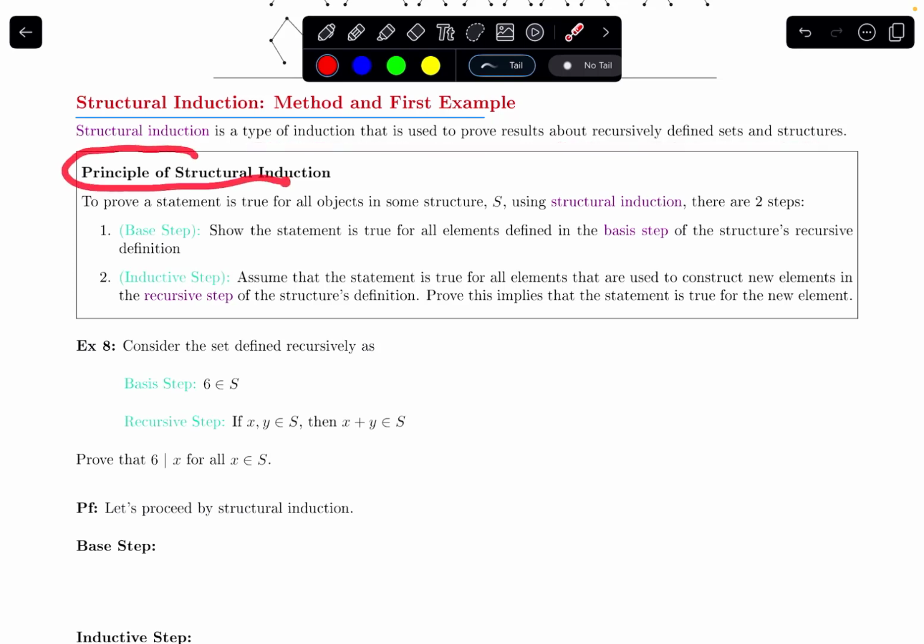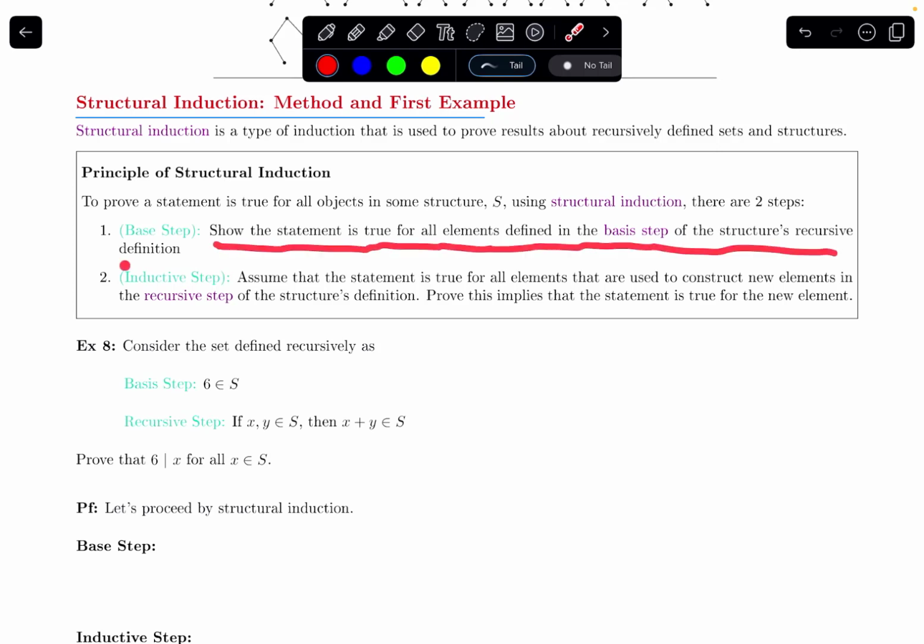Okay, so here is how it works. If I'm trying to prove some statement is true for all the objects in some structure that I'm going to call S, using structural induction, there are two steps. There's a base step and there's an inductive step, much like with our other inductions that we've seen. In the base step, we show that the statement is true for all of the elements that are defined in the basis step of the structure's recursive definition.